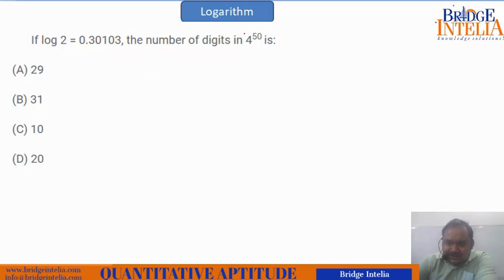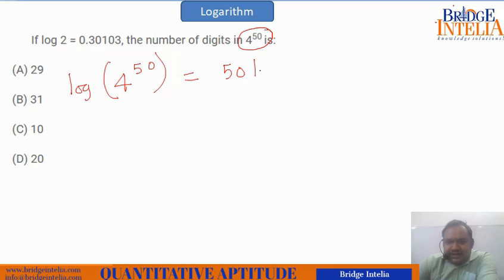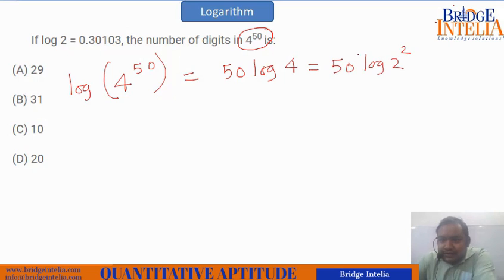So now we have to find the number of digits in 4 to the power 50. You first take the log of the number that is given to us. This can be rewritten as 50 times log 4, but we don't have the value for log 4. Then we write 50 times log of 2 squared. Now this 2 comes out, so this becomes 100 times log 2. The value of log 2 is given to us as 0.30103.